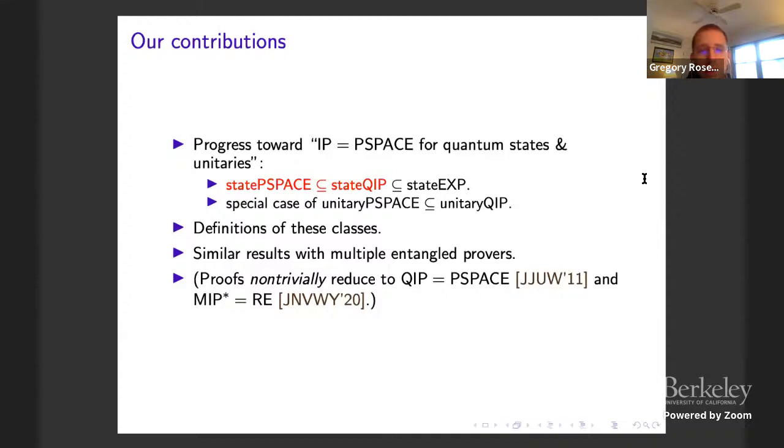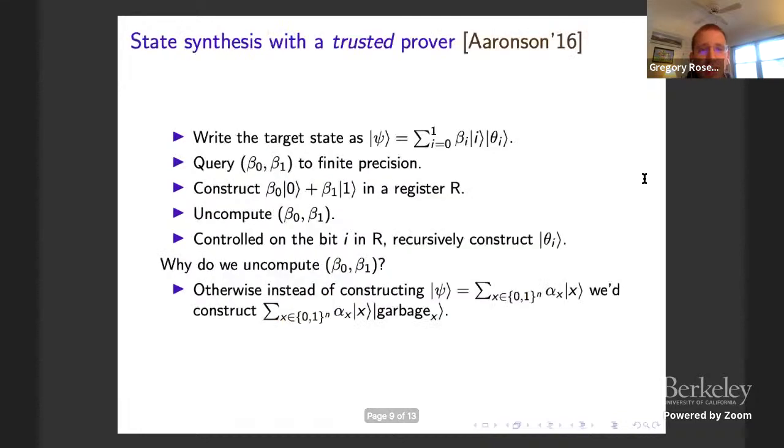So now in the next couple of slides, I'm going to talk a bit about the proof of state P space and state QIP. And because of time, I'm going to rush through it, but in the full version of the talk, I explain it more precisely. So first, the starting point is a protocol due to Aaronson with a trusted prover for constructing a state, but where the prover is only allowed to send classical messages.